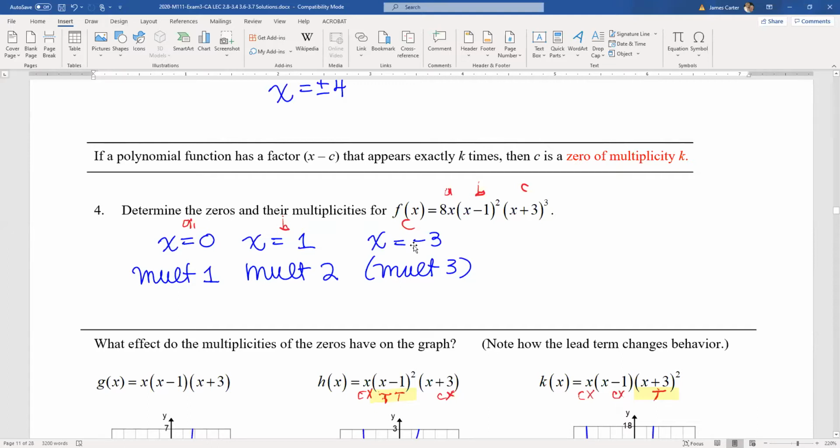Now let's look at the multiplicities of this. Well, there's a first power hidden behind this x, so it's multiplicity 1 because it's an odd power. There's an even power on this one, so it's multiplicity 2. It's going to be a touch and go. The multiplicity 1 is going to be a crossing. And for the third one, because there's an odd power here, multiplicity 3, that means that this will also be a crossing zero.